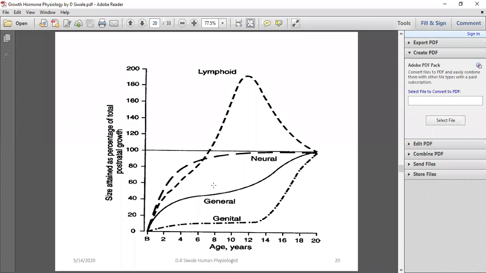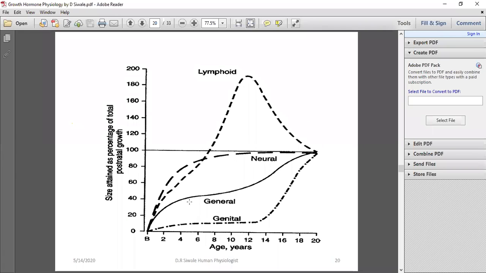And then the general body grows at 2 years, 4 years. This is due to the action of growth hormone. Okay. Until it reaches 18, it makes a graph which is straight. And then the lymphoid tissue also shows its own pattern of growth. And then the neural tissue, which is the nervous system, shows its pattern.